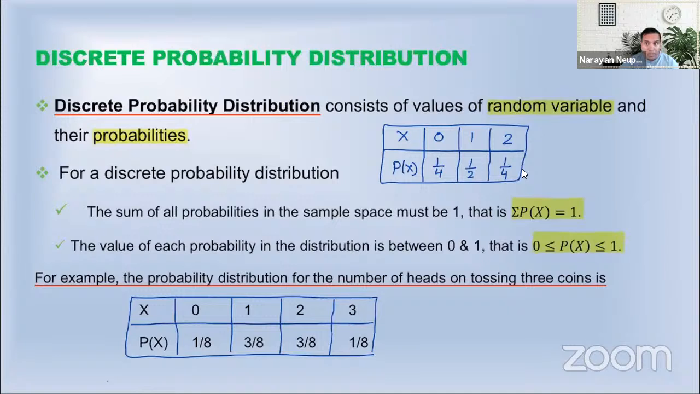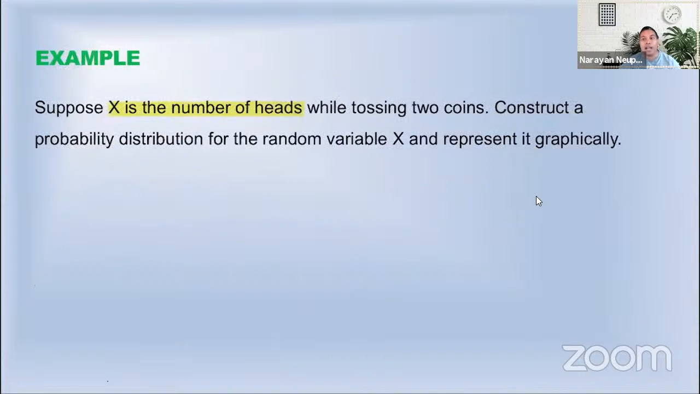I wrote it here, but how do we come up with these probabilities? How do we come up with probabilities like 1/4, 1/2, 1/4, and the number of hits at 0, 1, 2? Let's find this out. We are asked to construct that. So X is the number of hits while tossing 2 coins, and we already know how to make the sample space for that from the previous chapter.